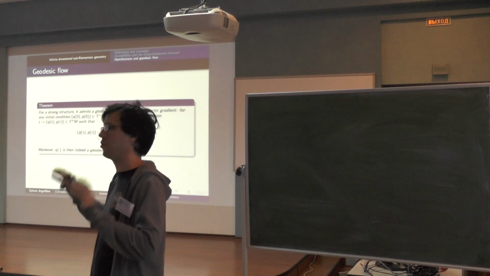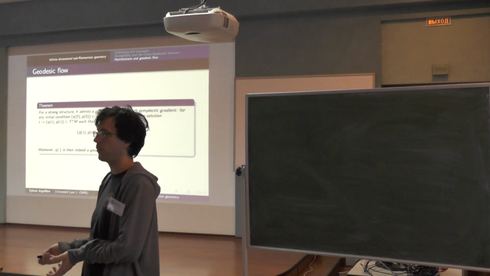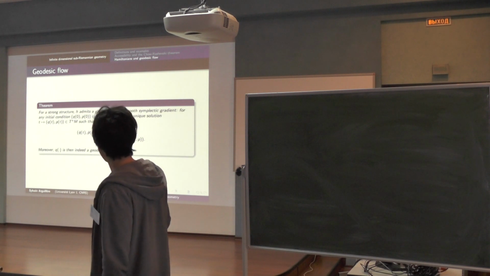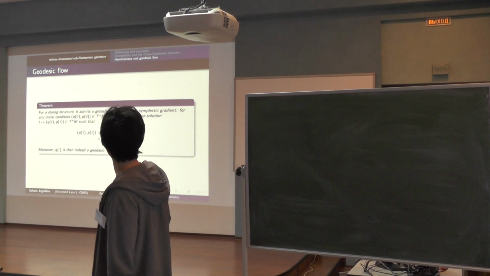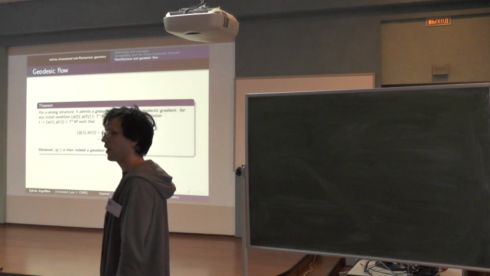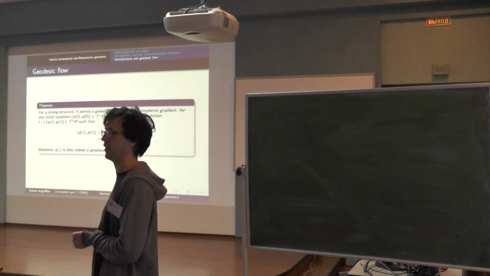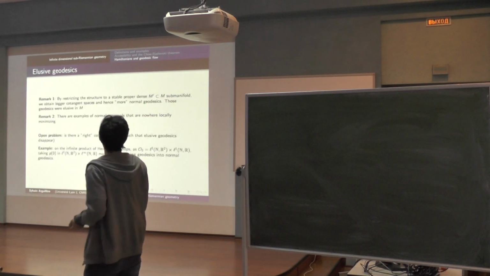So I just finished by stating first the following theorem, which tells you that for a strong structure, you always have a Hamiltonian geodesic flow on the cotangent bundle, and moreover, every projection of integral curves of this smooth symplectic gradient is an abnormal extremal, and it's actually a geodesic, so it will minimize the action between fixed endpoints.